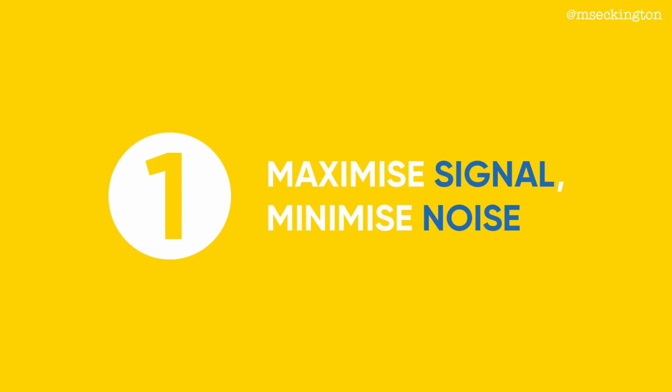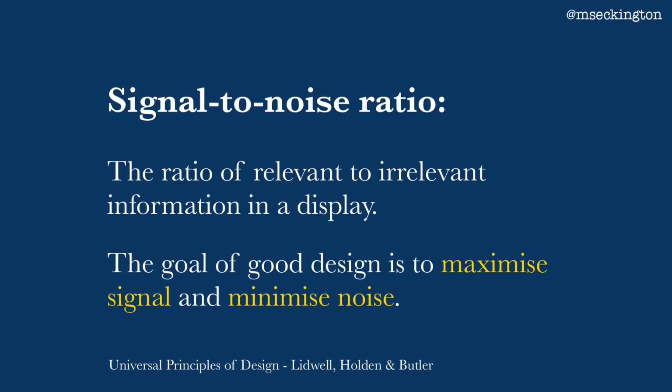So, principle number 1, maximize signal, minimize noise. This principle comes from the theory of signal to noise ratio. This is a concept that in every type of communication we have, there is a certain amount of relevant information, the signal, and there is a certain amount of irrelevant information, the noise. And with good designs, we want to maximize that signal and minimize the noise, so ending up with mainly relevant information rather than irrelevant information.